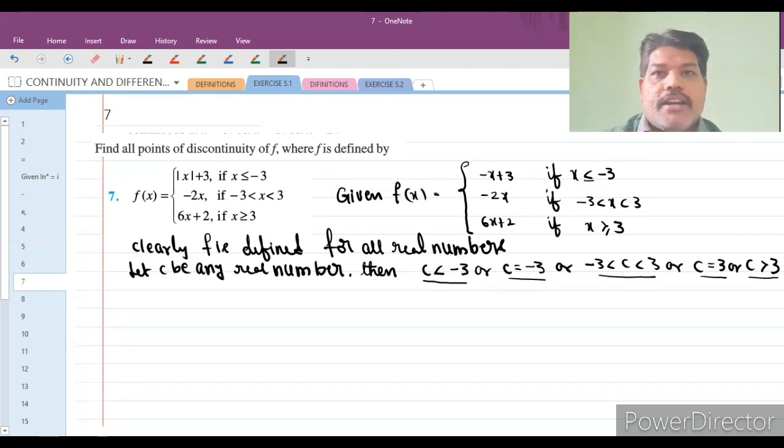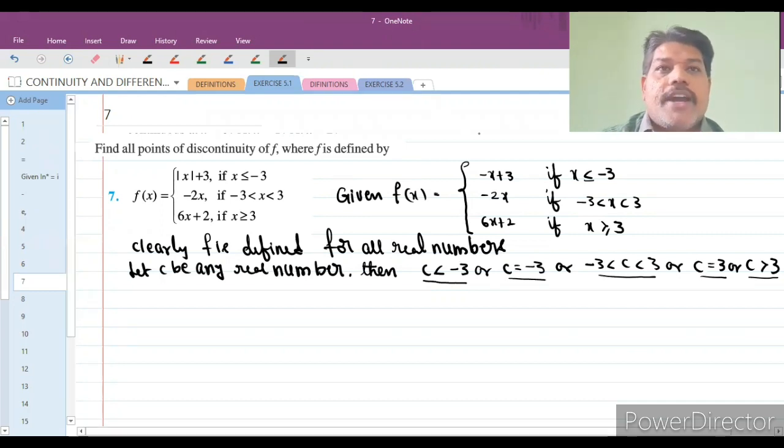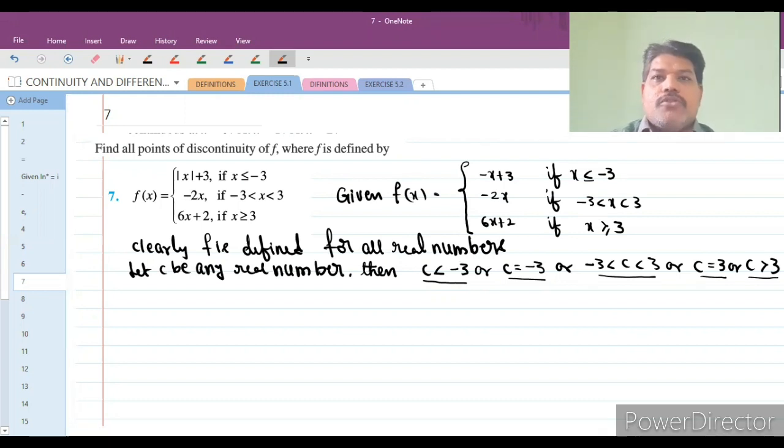The function is defined like this. How many cases are there? c less than minus 3 is the first case. c equal to minus 3 is the second case. Minus 3 less than c less than 3 is the third case. c equal to 3 is the fourth case. And c greater than 3 is the fifth case. In these 5 cases, we have to check whether the given function is continuous or not.